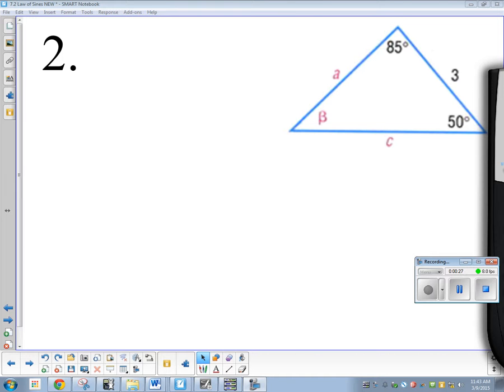Okay. I don't know anything across. I know this, 85, but I don't know C. I know 50, but I don't know A. I know beta, but I don't know 3. So then I'm in trouble. It's an angle side angle problem.